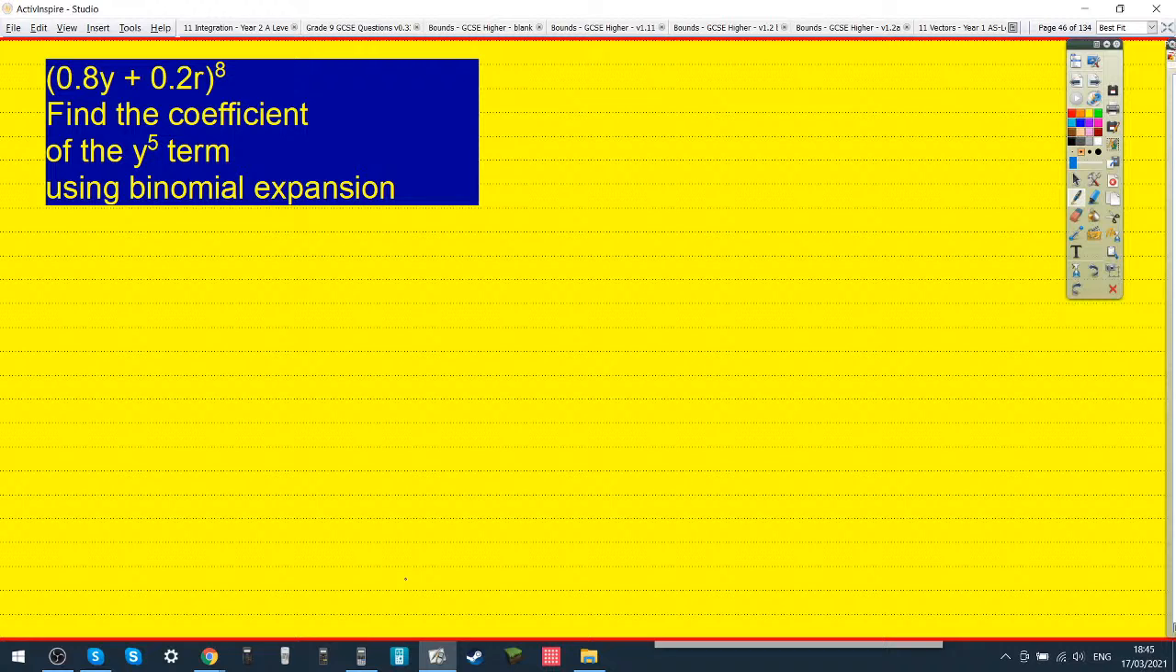Right, tricky time. Do you remember binomial expansion? What this would be? I vaguely remember it. We want the y^5 term, so it's going to be 8 choose 5. Then it's going to be 0.8y to the something, and then 0.2r. That one will be to the 5, so this one must be to the 3, so that it ends up as to the power of 8.